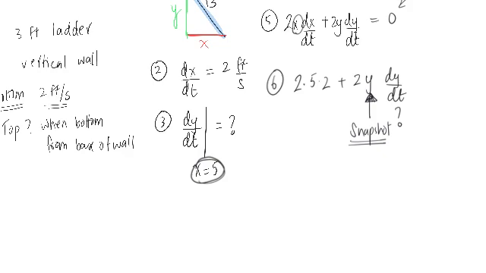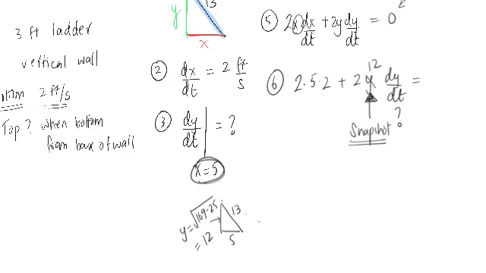Because if you think of the snapshot moment, x is 5, and we know that the ladder length is always 13. So if x is 5 and the ladder is always 13, then y is just the square root of 169 minus 25, and that works out to be 12. So that means that the y at the snapshot moment is 12.